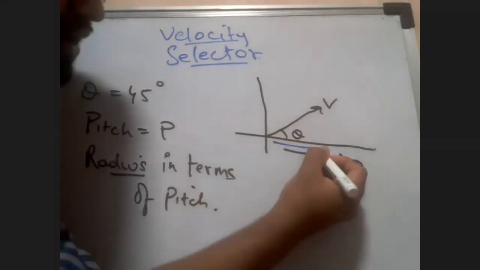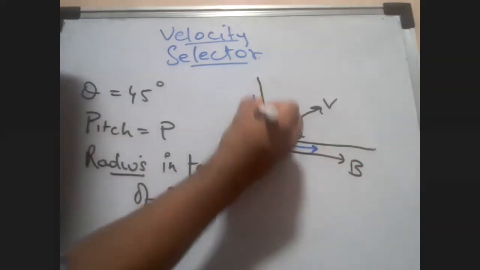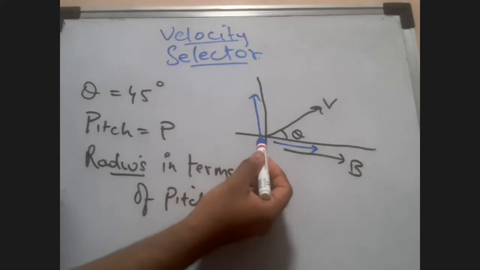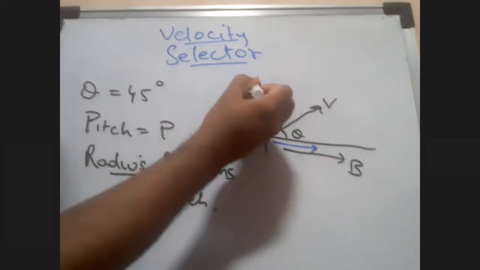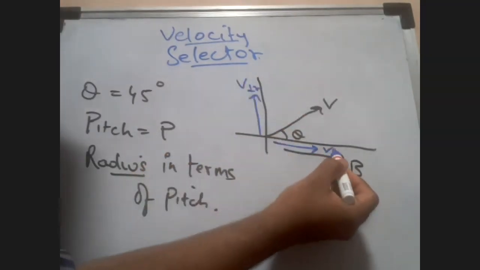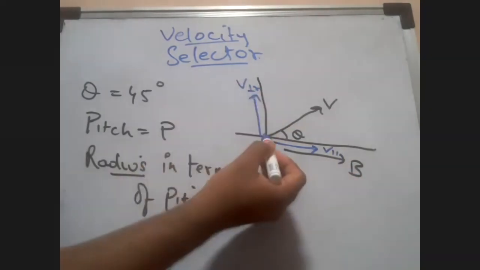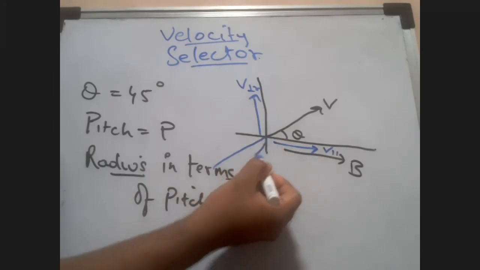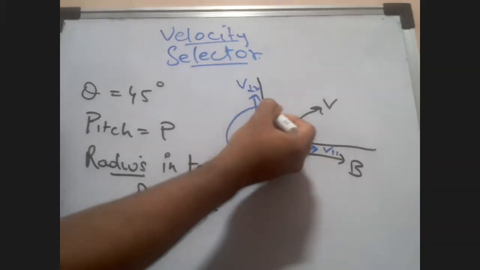Okay, yes or no? One will be parallel to the magnetic field, the other one will be perpendicular to the magnetic field. The perpendicular velocity vector is v perpendicular here, and this is v parallel. Okay, the perpendicular component will cause what? It will cause a circle. It will cause the entire charge to go in a circle.